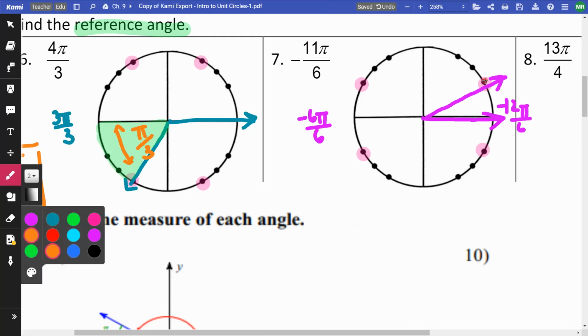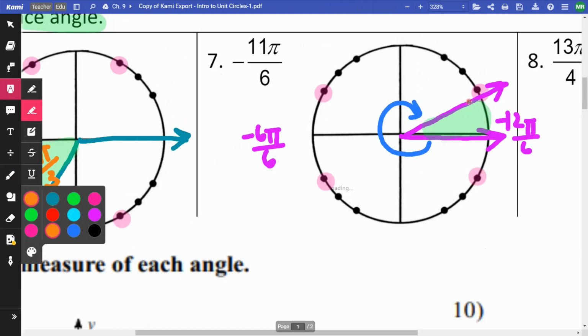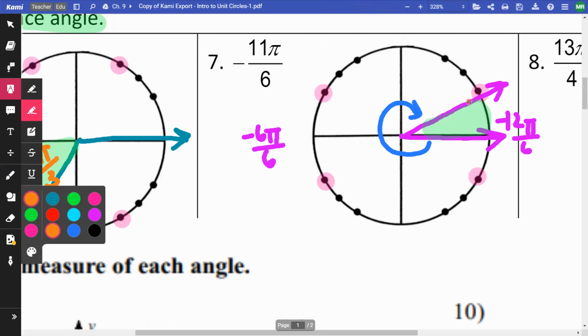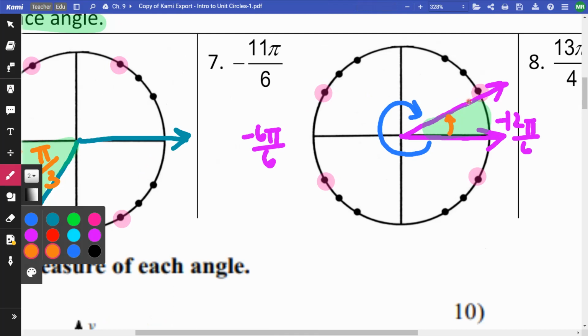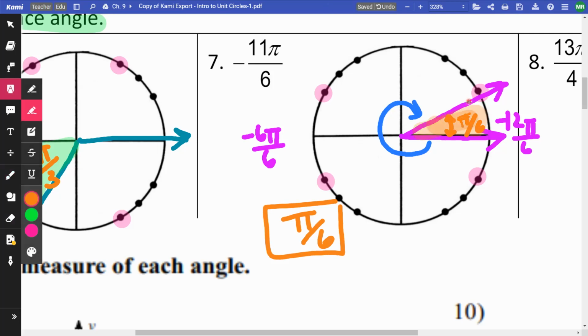Now, the direction I went was really this, but what we're looking for is always how far above or below the x-axis are you? So how far above or below is this? Pi over 6. Okay, so from here to here is really pi over 6. So my reference angle is pi over 6. And I'm looking for that angle.